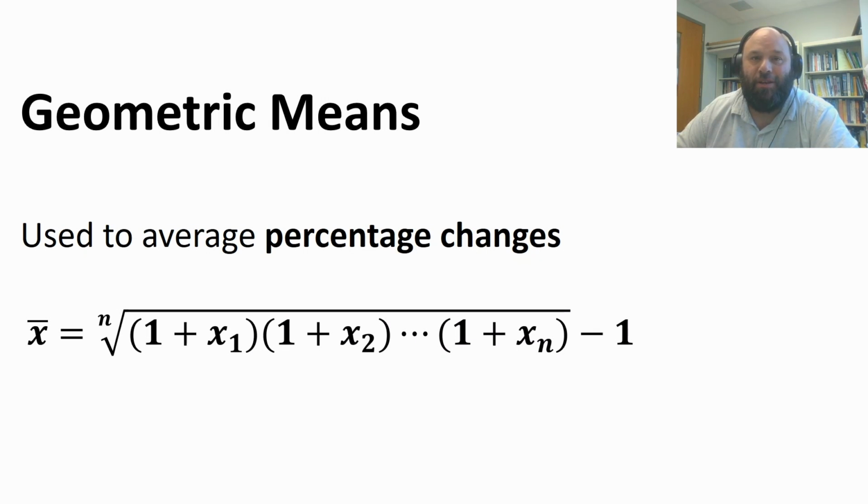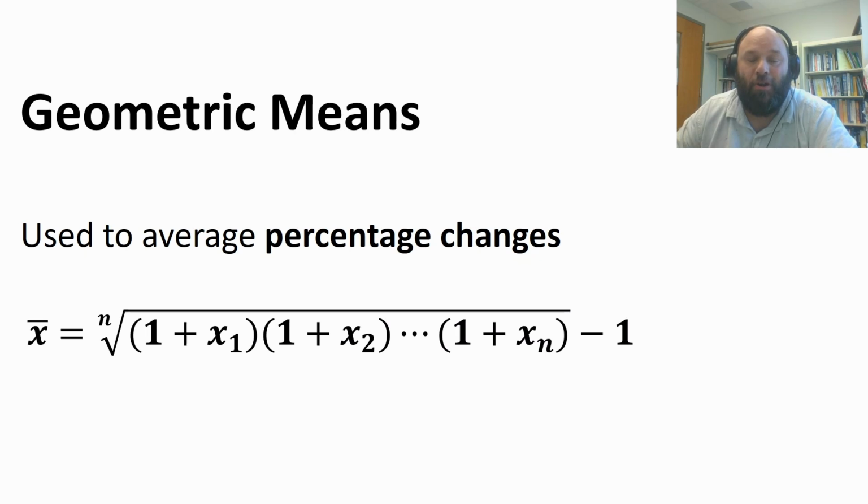Over the next three videos, we're going to look at geometric means. Geometric means are used to average percentage changes. So in this video, we're going to focus in on percentage changes and calculate our first example of a geometric mean, in this case where we only have two percentage changes.